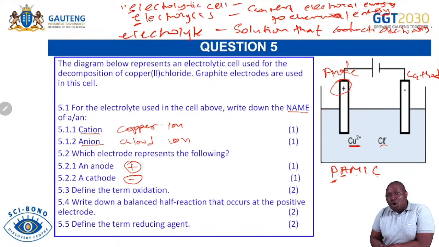Define the term oxidation. We did that when we started to say oxidation is a loss of electrons. Loss of electrons is oxidation. Write down a balanced reaction that occurs at the positive electrode. Remember, the positive electrode is the anode, and at the anode we lose electrons.